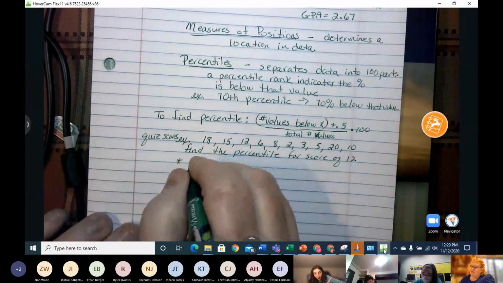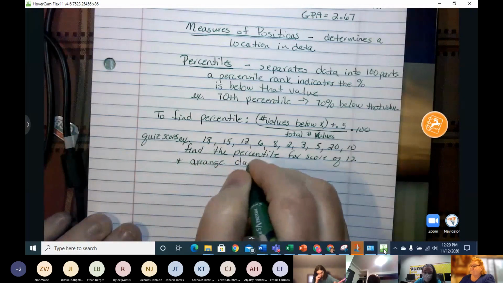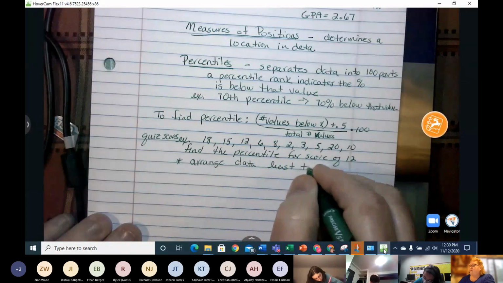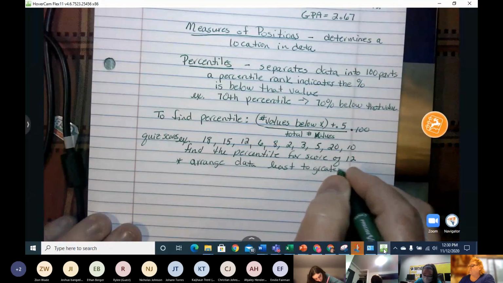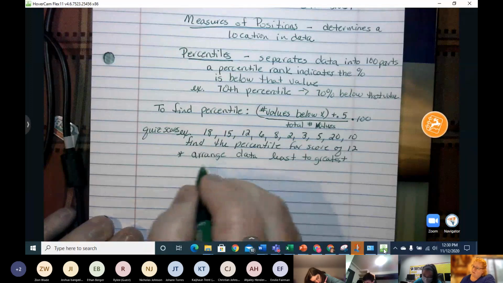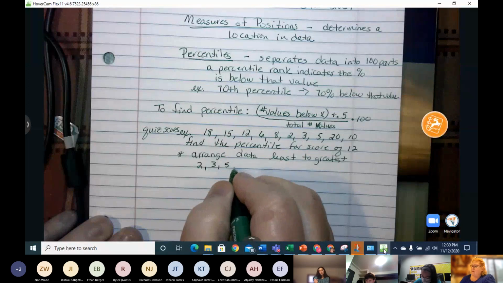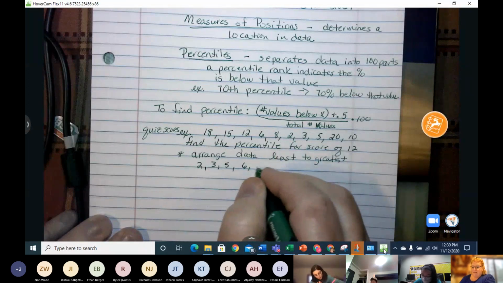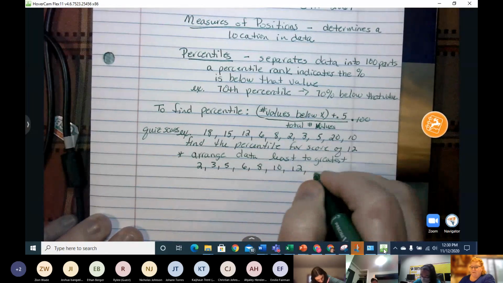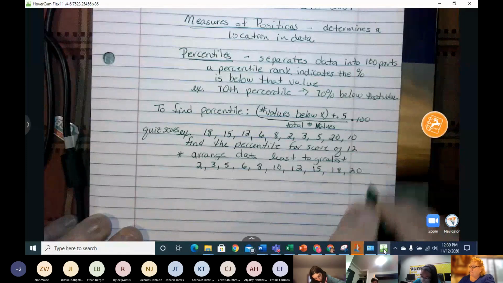So just like with median, the first thing we do is we arrange the data least to greatest. So we have 2, 3, 5, 6, 8, 10, 12, 15, 18, and 20.